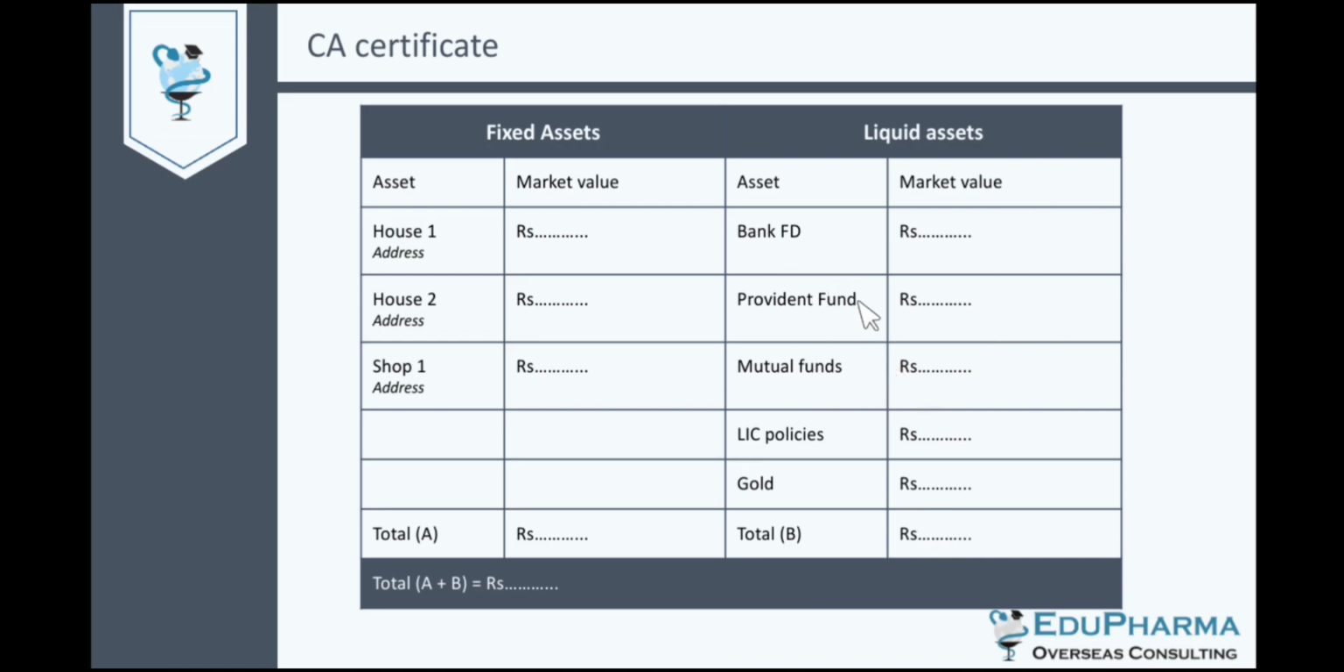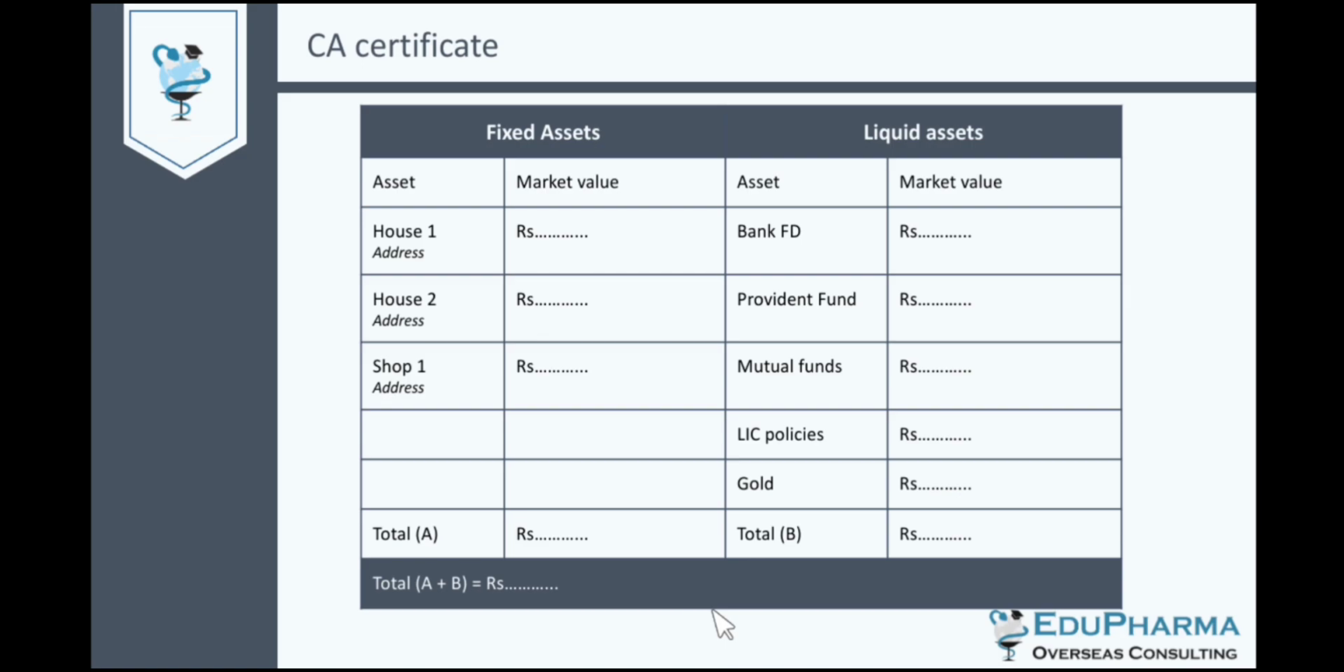These are some examples I have listed out here which cover some of the liquid assets, and you should have a total of both fixed assets and liquid assets, and a total which also gets converted into USD as well as Indian rupees. It's better to have all this information in hand.